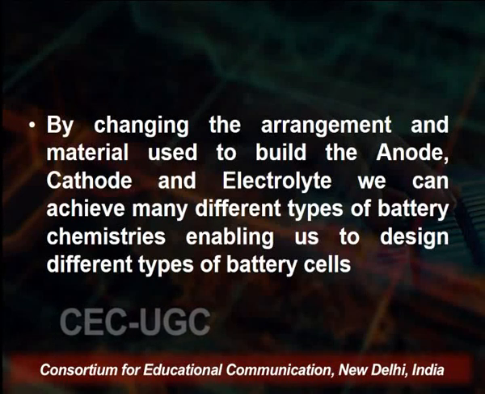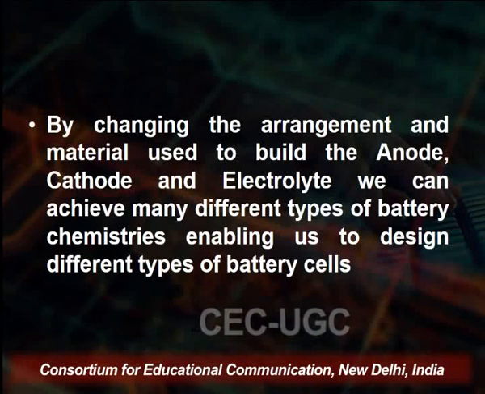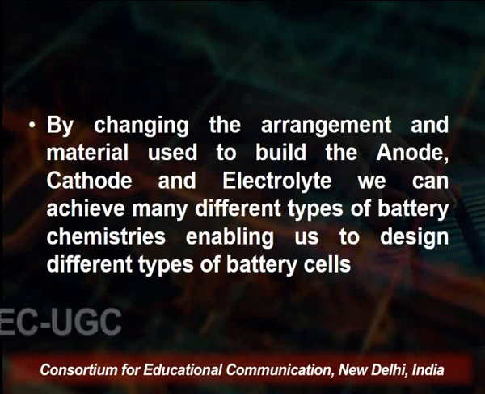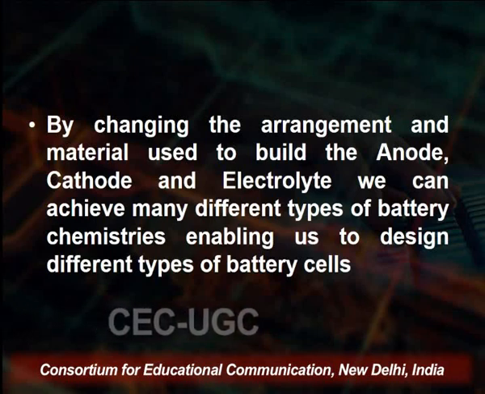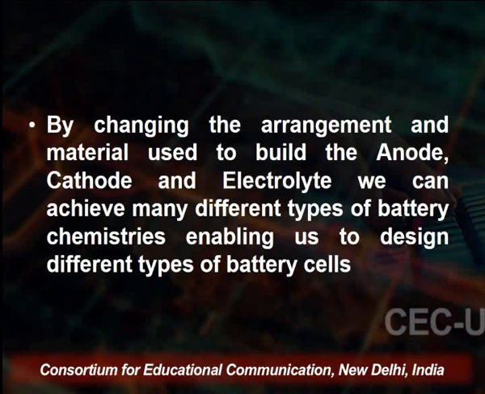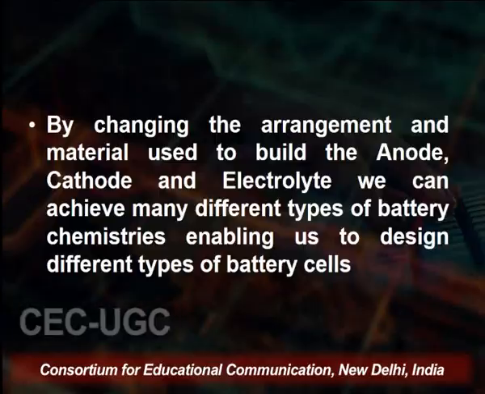So by changing the arrangement and the material used to build the anode, cathode and electrolyte, we can achieve many different types of batteries. Chemistry is enabling us to design different types of battery cells. So by changing the arrangement of the material which we use in the preparation of the anode and the cathode, we develop various types of batteries. On the basis of this, batteries are classified.